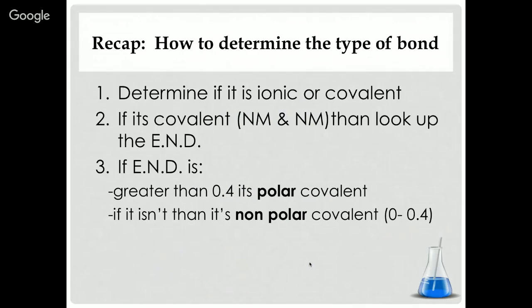So let's recap. How do you determine the type of bond? First thing, determine if it's ionic or covalent. If it's ionic, then we know it's metal, nonmetal, and we're done. If it's covalent, which is nonmetal and nonmetal, then we look up the electronegativity values and determine the electronegativity difference between the two nonmetal atoms. If the difference is greater than 0.4, it's polar. If it's less than 0.4, it's nonpolar.